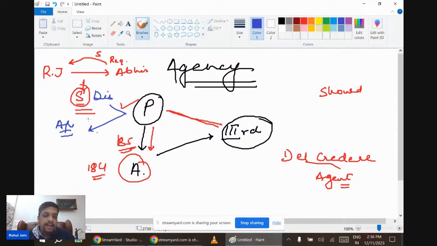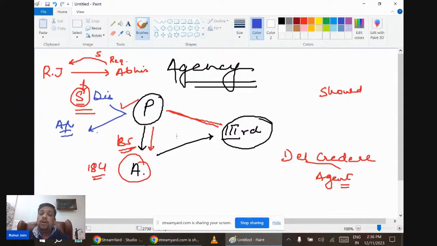Now, for a valid ratification, the act must be there. At the time of the act, the principal should be in existence and competent to contract. The ratification may be expressed or implied, and it should be done with full knowledge of the facts and the whole transaction. It cannot be that half the transaction is accepted and half is not. The ratification should not be done for an act which is injurious to third parties, and it should be done within a reasonable time.